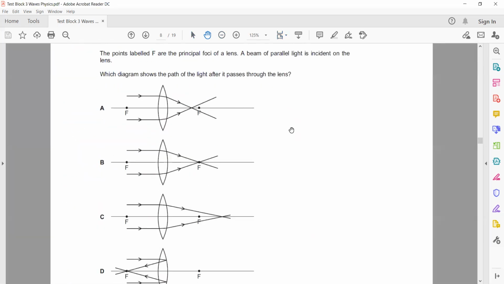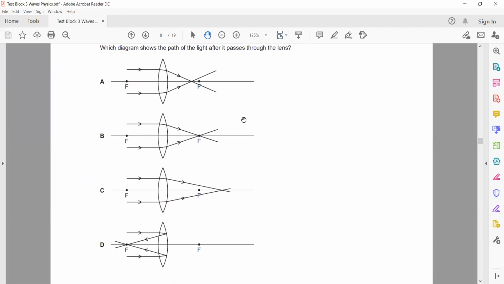The points labelled F are the principal foci, which is the plural of focus of the lens. A beam of parallel light is incident on the lens. Which diagram shows the path of the light? When parallel light rays are incident, they will converge at one point, the focus. So that's why B is the right answer.